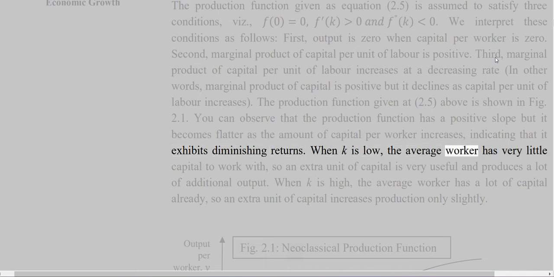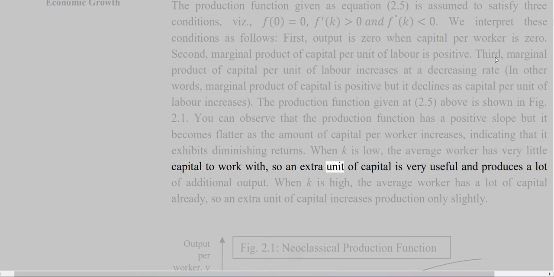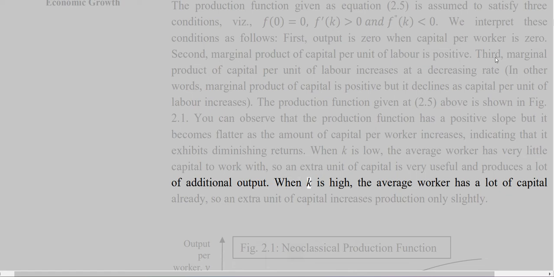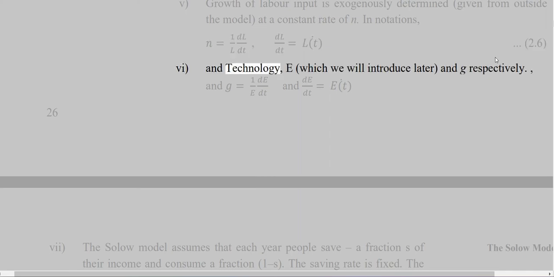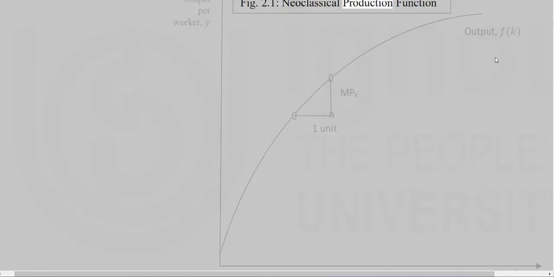When k is low, the average worker has very little capital to work with, so an extra unit of capital is very useful and produces a lot of additional output. When k is high, the average worker has a lot of capital already, so an extra unit of capital increases production only slightly. The growth of labor input is exogenously determined, given from outside the model, at a constant rate of n. In notations, ΔL/L = n, equation 2.6, and technology, E, which we will introduce later, and g respectively. Figure 2.1, neoclassical production function.